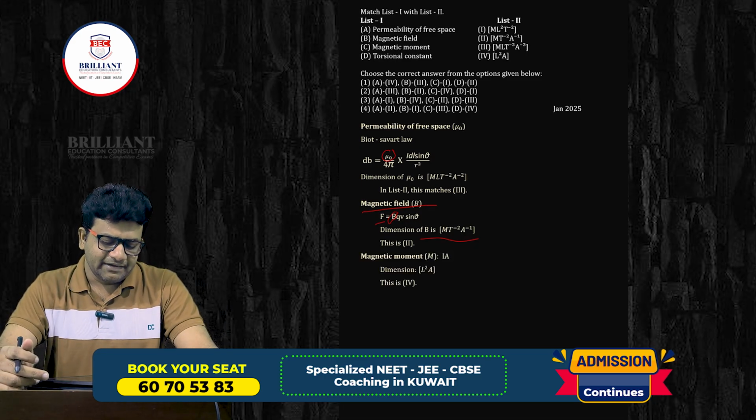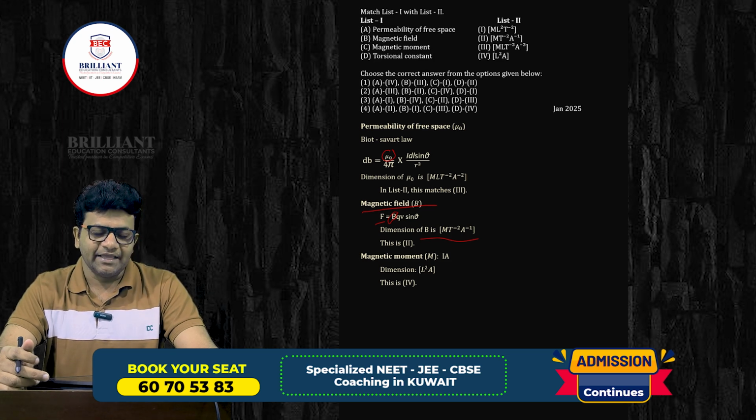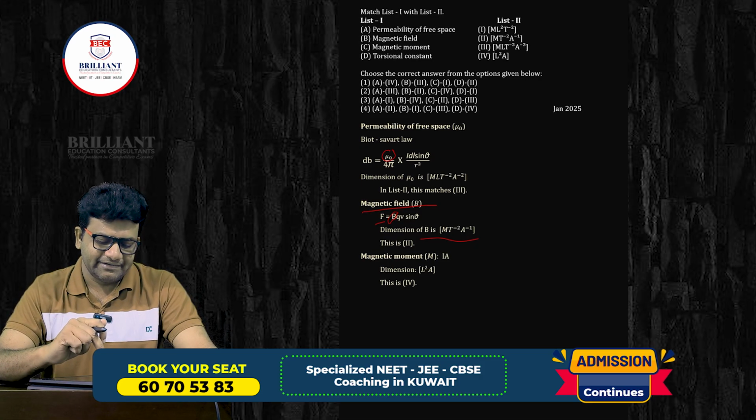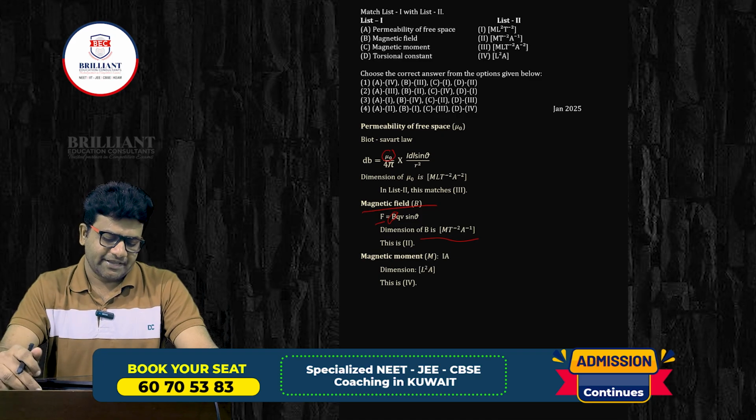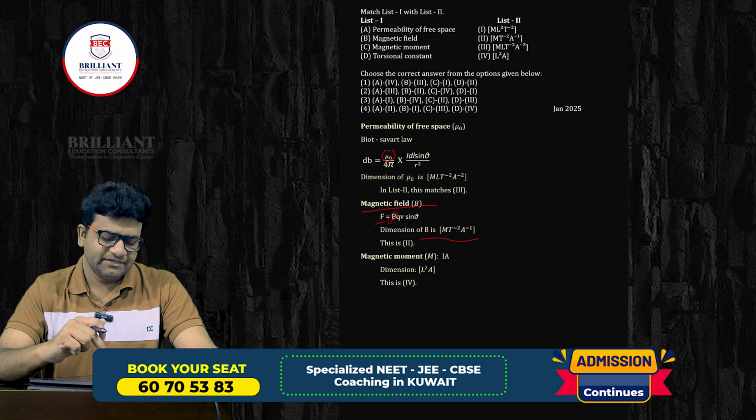Then is magnetic moment, M. We know that the magnetic moment is equal to I into A. I is the current, A is the area. By substituting the dimension, I is A and area is L square, we get L square A. So it is the fourth in list 2.